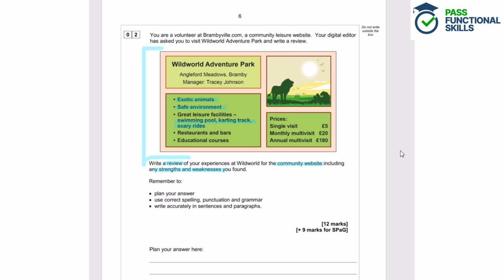So we can use all of that information there and we can come up with our own ideas for the plan based on that. Make sure that you're always planning your answers before you get started. It can be tempting to just jump straight in and start writing, but if you don't have a plan, then you can run out of ideas fairly quickly and you won't be able to structure your answer effectively. So have a go at planning and then we'll take a look at a model answer.